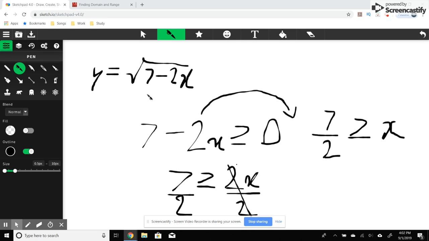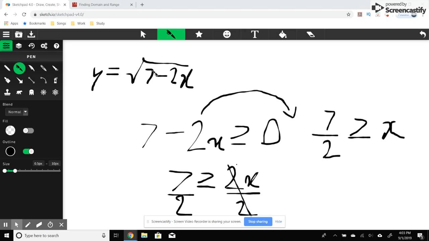Today we're going to go over the steps to finding the domain of this radical function. A radical function is going to be y equals the square root of 7 minus 2x. To find the domain of this radical function, it's pretty easy to confuse finding the domain of a polynomial function with finding the domain of a radical. So don't confuse those two.